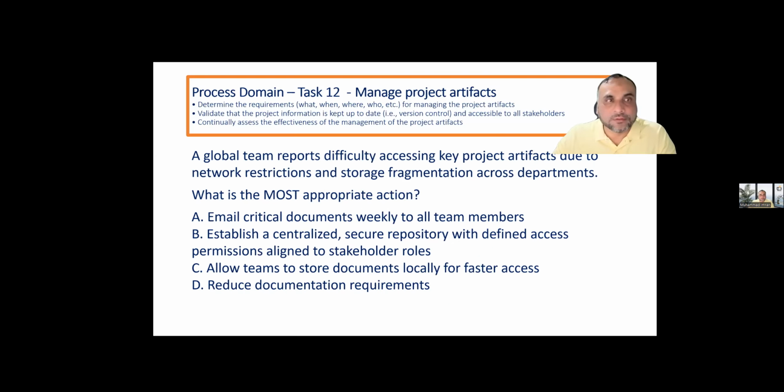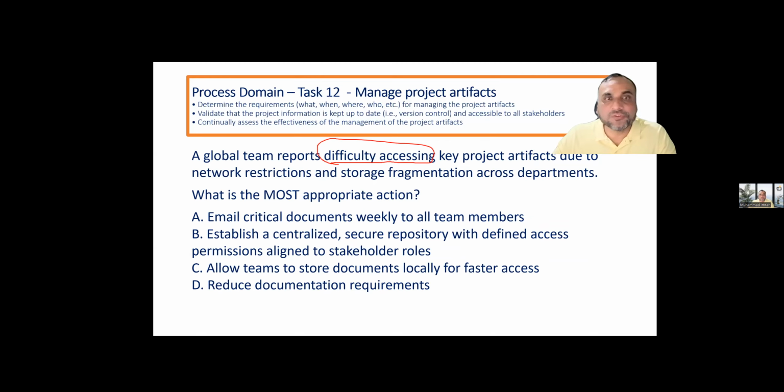Perfect. Thanks. Next, a global team reports difficulty accessing key project artifacts due to network restrictions and storage fragmentation across departments. What is the most appropriate action? Difficulty accessing. So they have a problem of access.